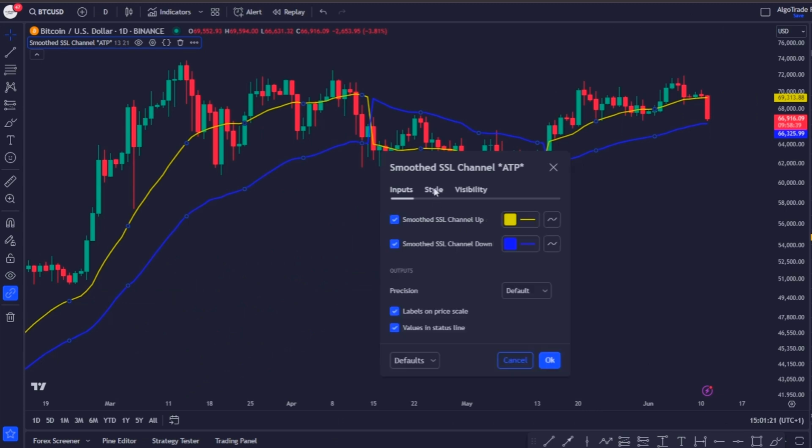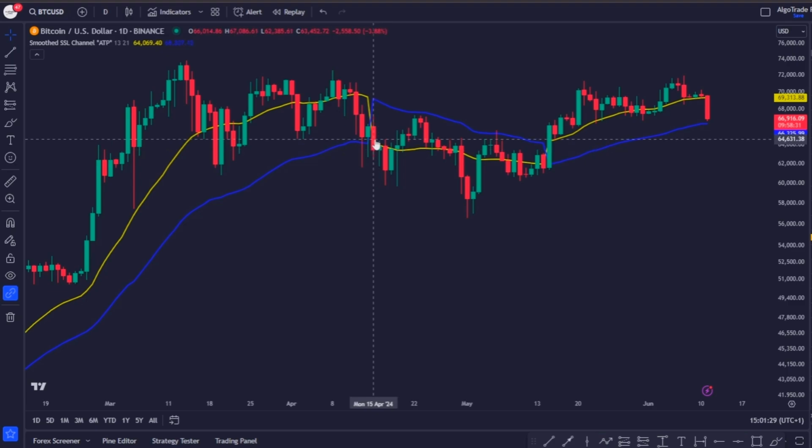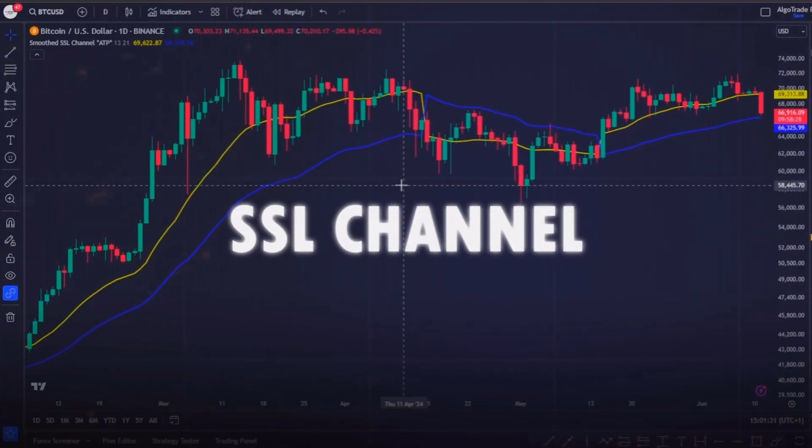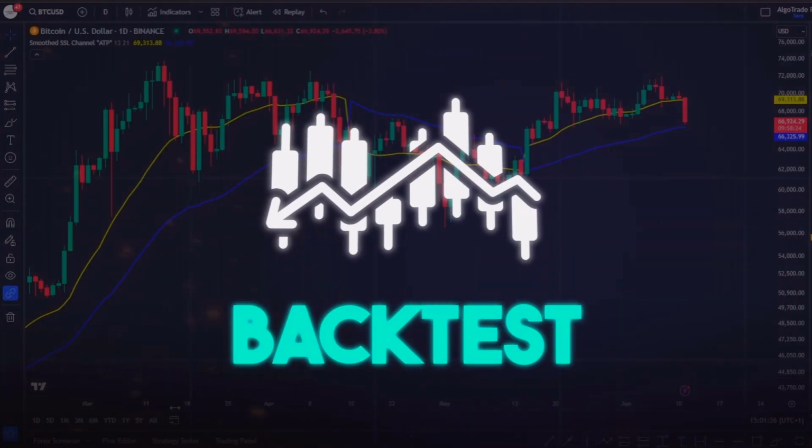To make it different from the usual one, I changed the color from the SSL up to yellow and the one from the SSL down to blue. And by looking at some examples, this new indicator appears to be very precise. But to confirm it, we'll need to properly backtest it.